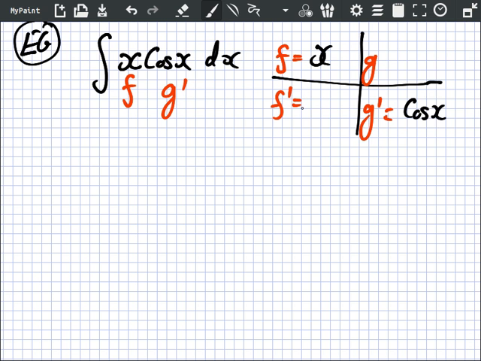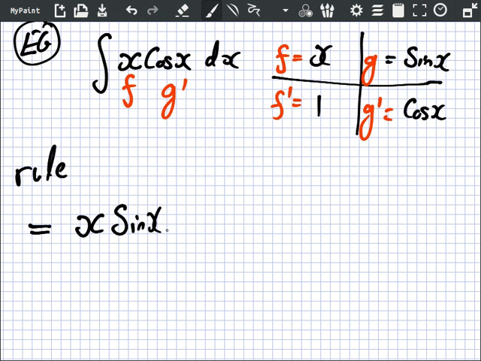What's f derivative? Well, it's 1, because f is x. Now be careful. If g derivative is cos x, what's g? Sin x. It's sin x. Okay. If I use my rule, this should equal f g minus integrate f derivative g.